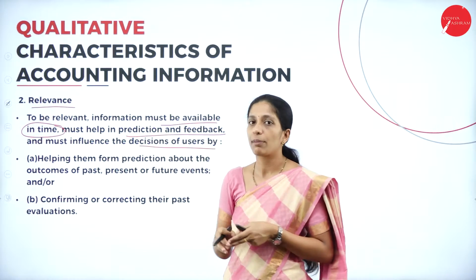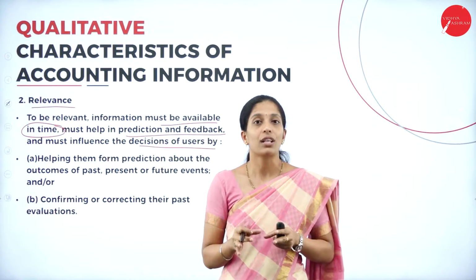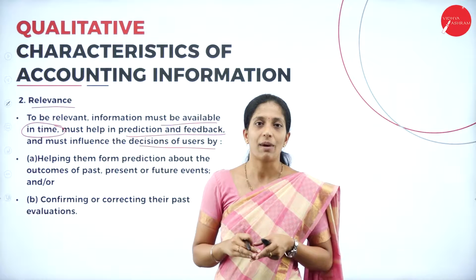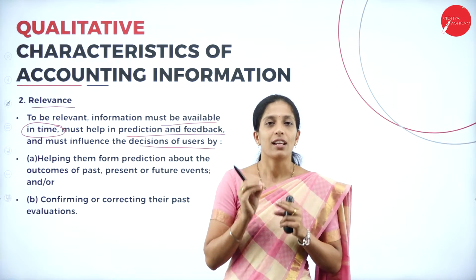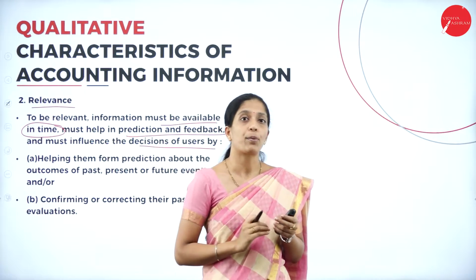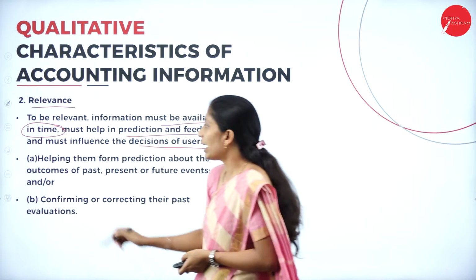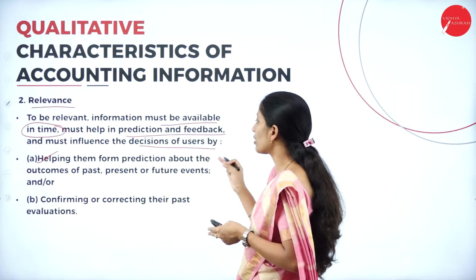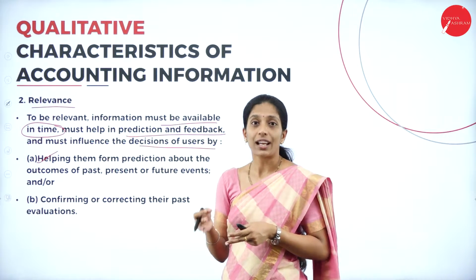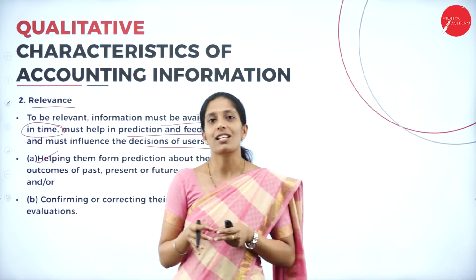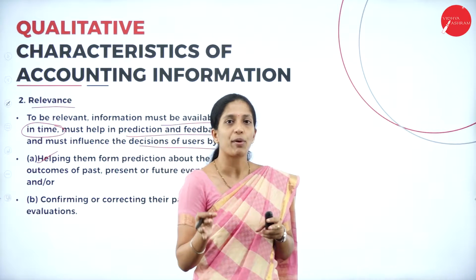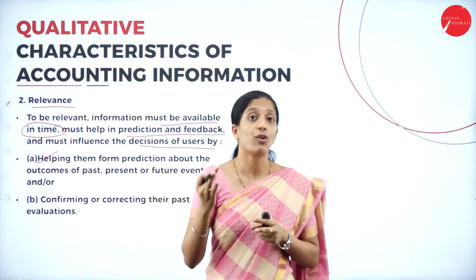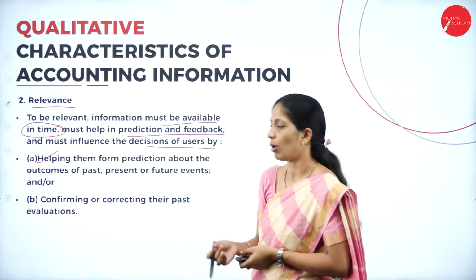So here what you have to remember, relevance is nothing but accounting information should be available in proper time whenever the user demands. At the same time, it should be in such a way that the user can take appropriate decisions. So it helps them in prediction about the outcomes of past, present or future events. So how should the accounting information be? It should be in such a way that the user can predict the results of the past, present as well as future. So he can forecast the results about the future also.